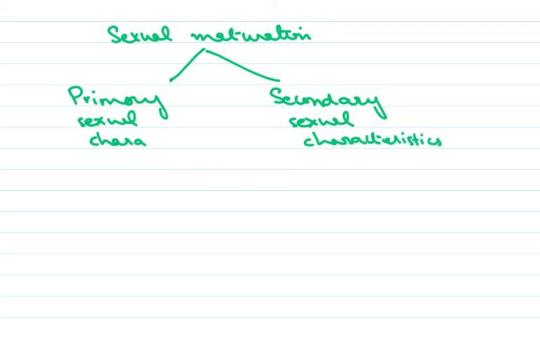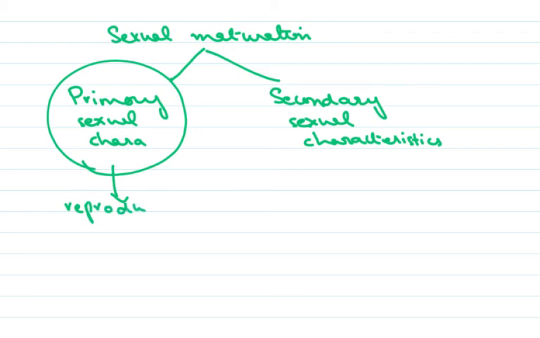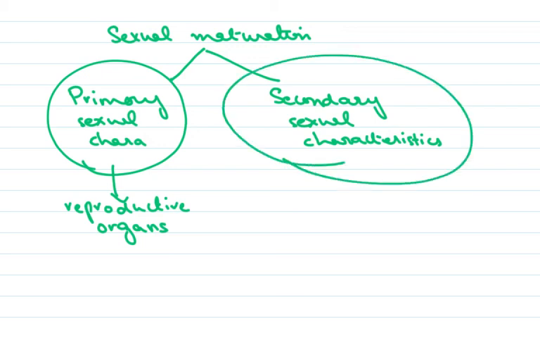With the primary sexual characteristics, what you'll see is that these involve the reproductive organs, such as, for example, the penis and the scrotum in males, and the uterus and the vagina in females. So these are the reproductive organs. Whereas secondary sexual characteristics are visible on the outside of the body, and they serve as additional signs of sexual maturity.